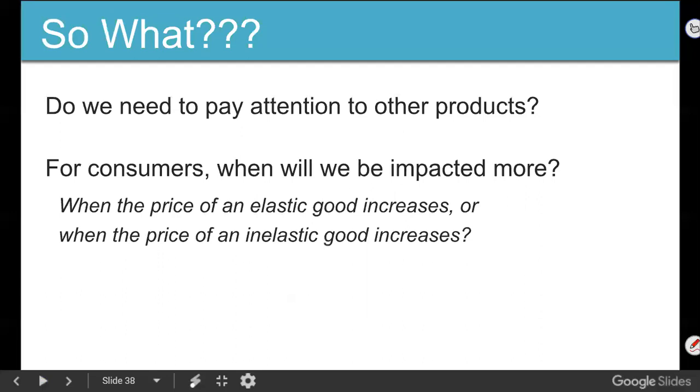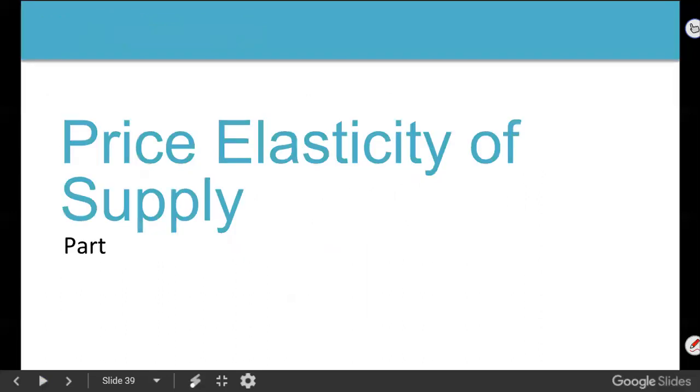If grandma's heart medication goes up, that's inelastic. She can do what? Pay or die, right? So, kind of interesting to do. Okay, y'all with me on that?